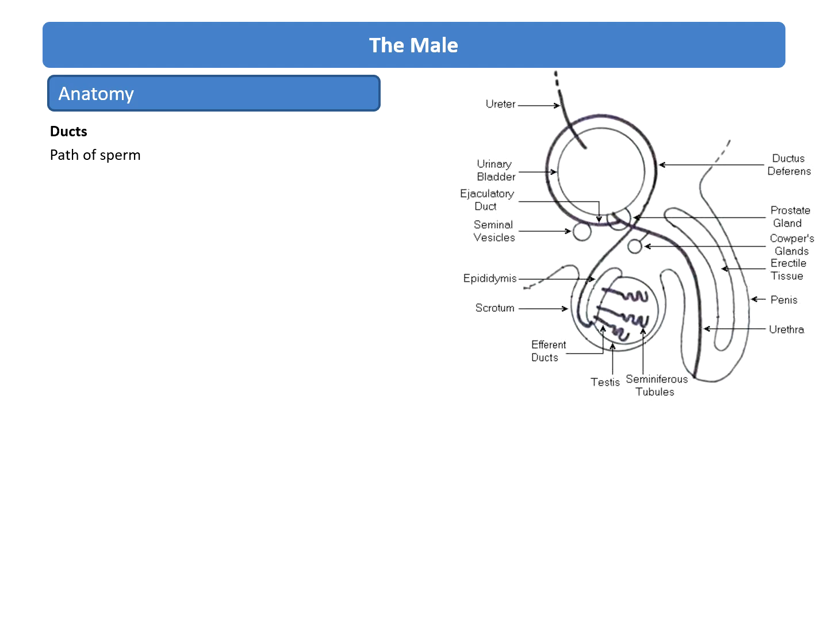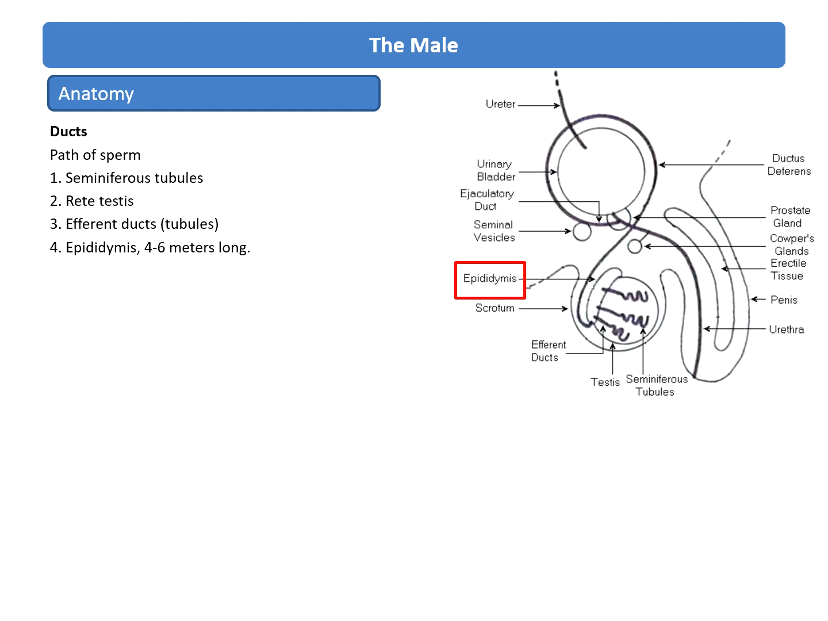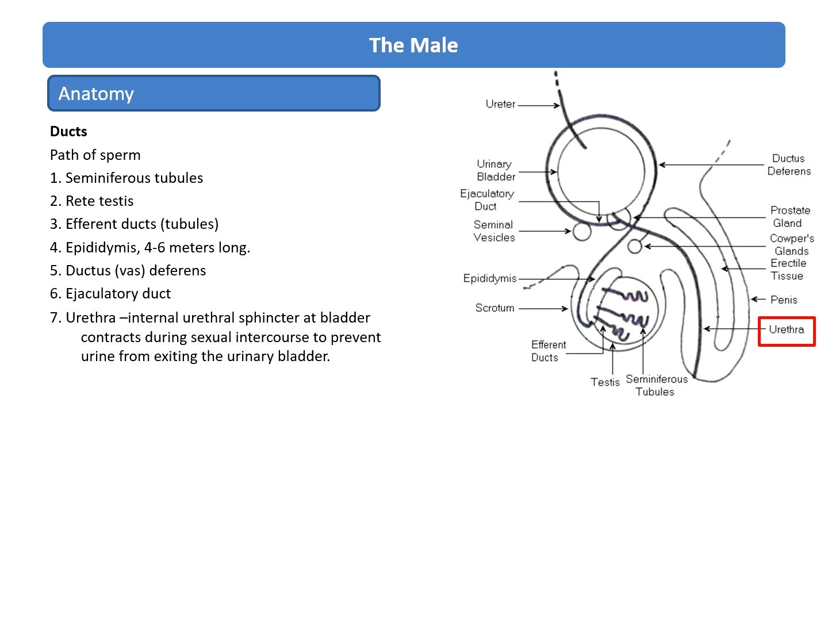Ducts can show the path of the sperm. They arise, as we said, in the seminiferous tubules. They travel through smaller tubules called the rete testis, and then through the efferent ducts or tubules. From there, sperm flows through the epididymis, which is a coiled arrangement of tubes, and then out through the ductus or vas deferens. The vas deferens becomes a short ejaculatory duct before it joins the urethra.